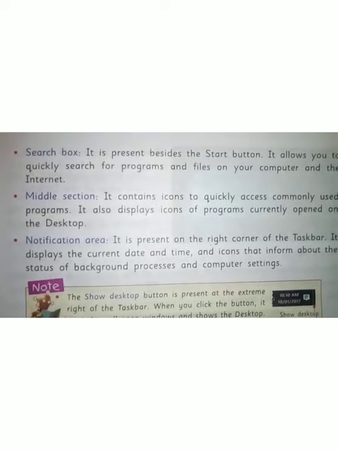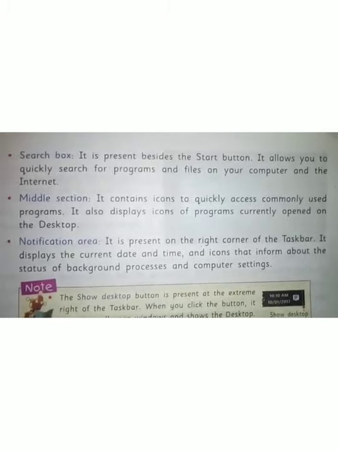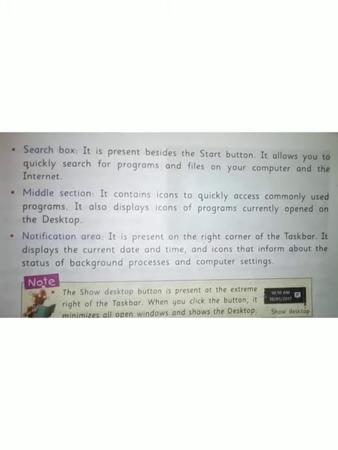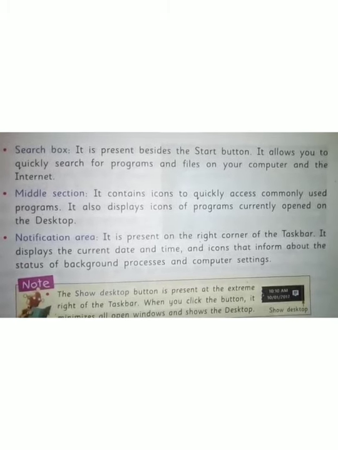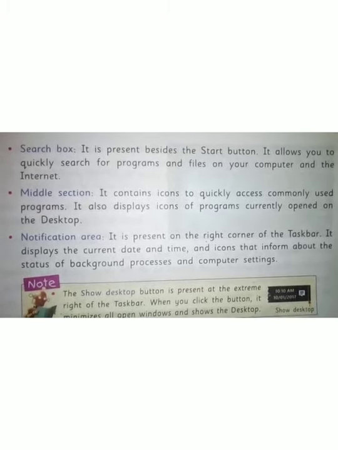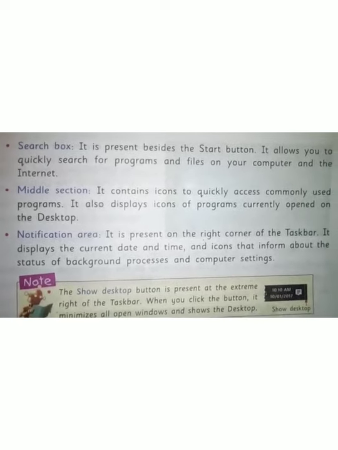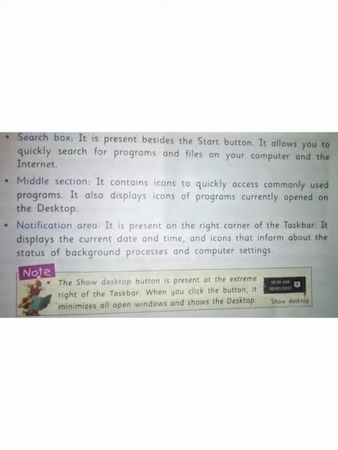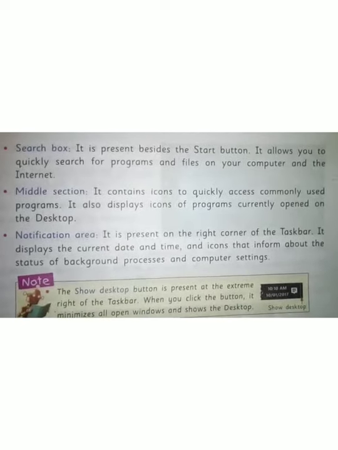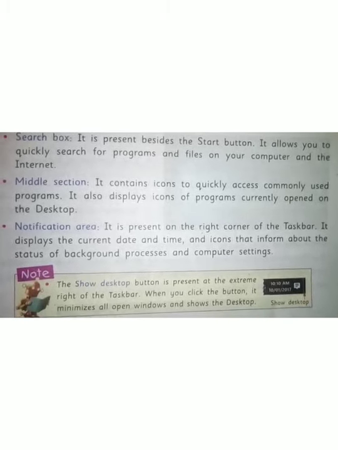Middle section: it contains icons to quickly access commonly used programs. It also displays icons of programs currently opened on the desktop. Notification area: it is present on the right corner of the taskbar. It displays the current date and time, and icons that inform about the status of the background processes and computer settings.